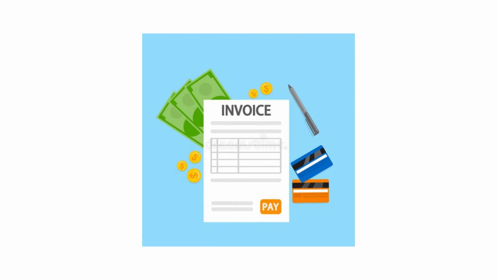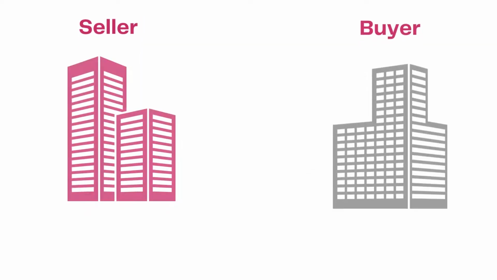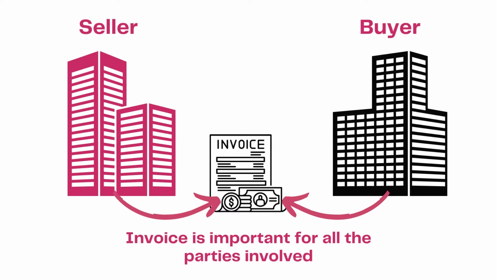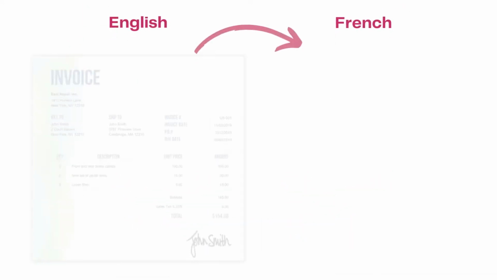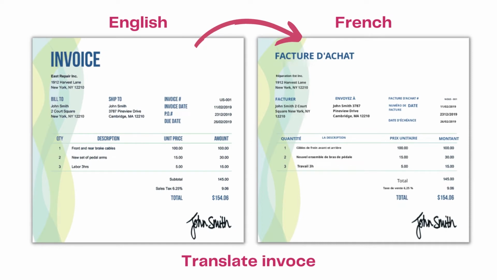An invoice is a crucial piece of document that keeps the record of transactions in the business. It is important for the seller and the buyer to have an invoice, as that is the only proof of transactions they have and based on which they can have a record of all the previous transactions. In this video, we'll explain to you how to translate invoices for business transactions.